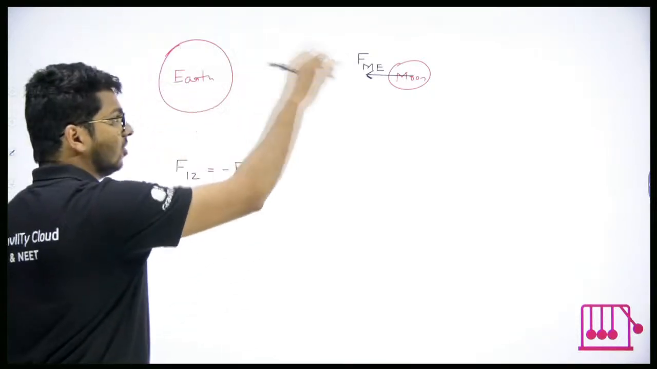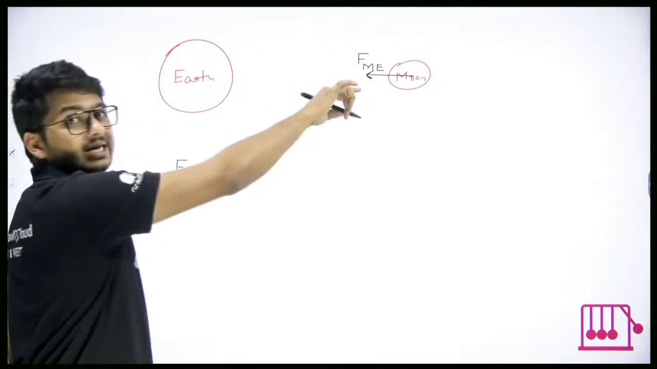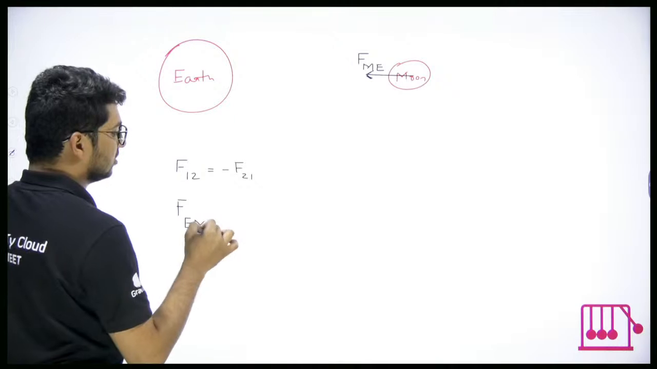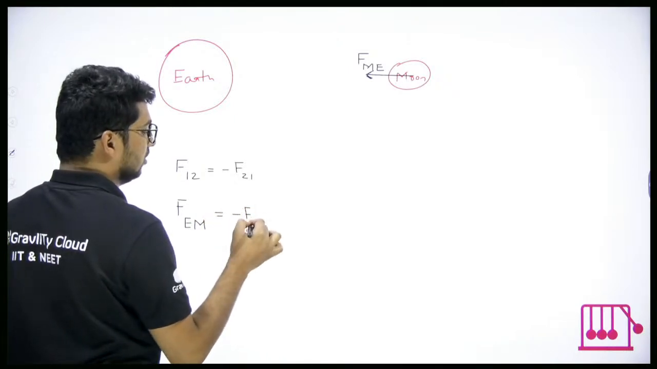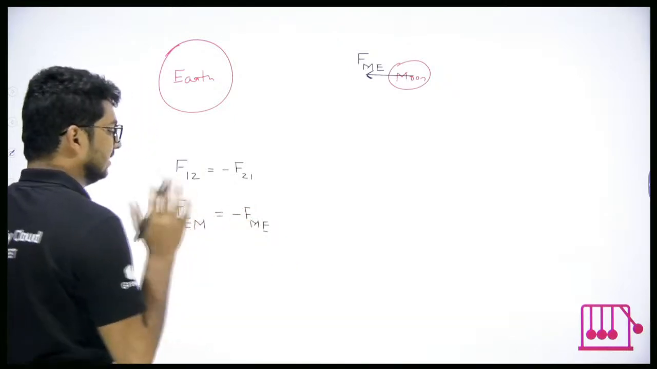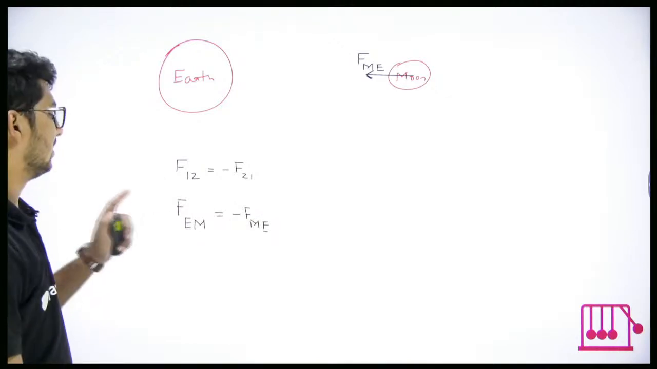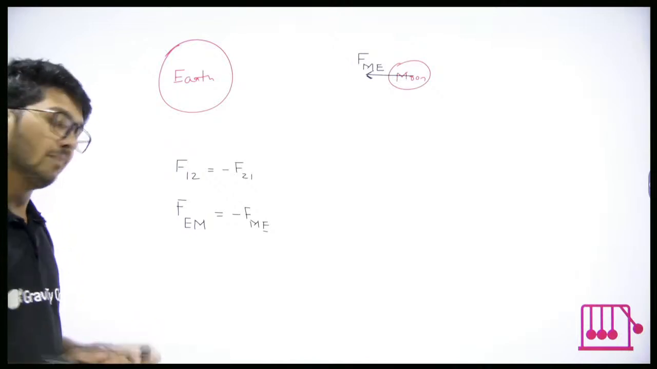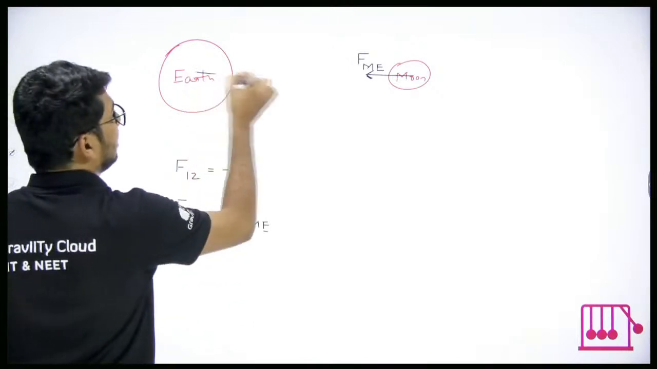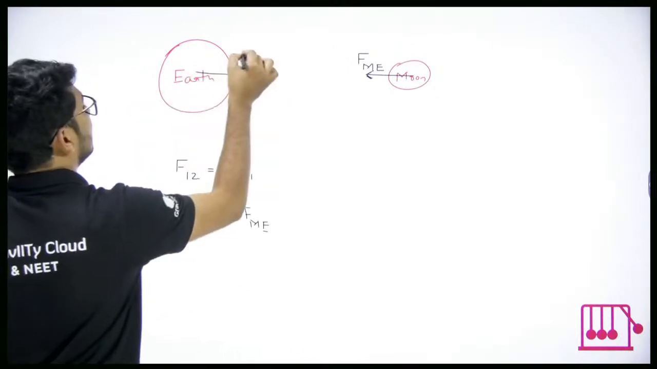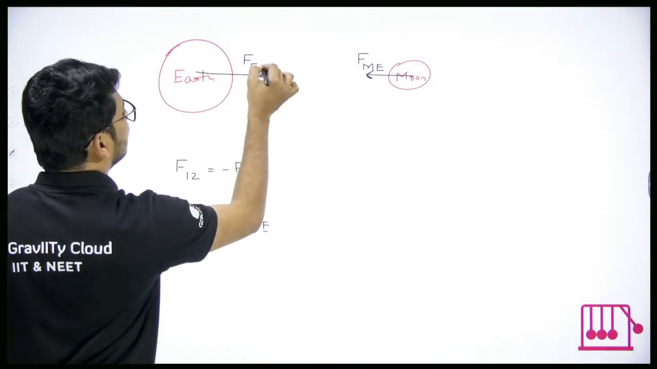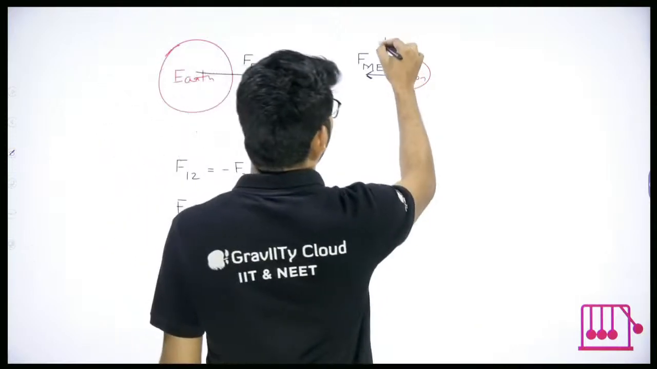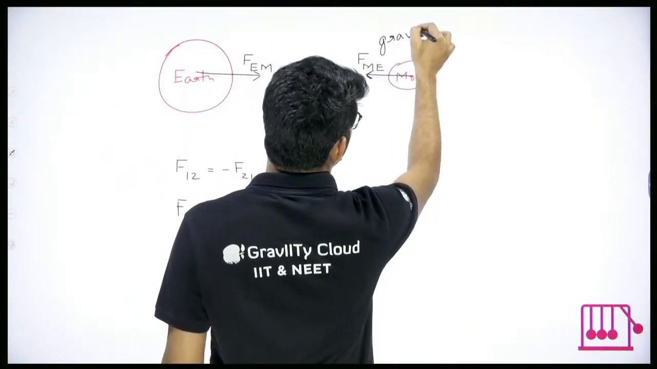So if there is a force on the moon by the earth, then there should also be a reaction, that is force on earth by the moon, which would be what? In this way, force on earth by the moon is equal to negative of force on moon by the earth. Negative will mean opposite sign. So here this is force on earth by the moon. Now this is gravitational force.